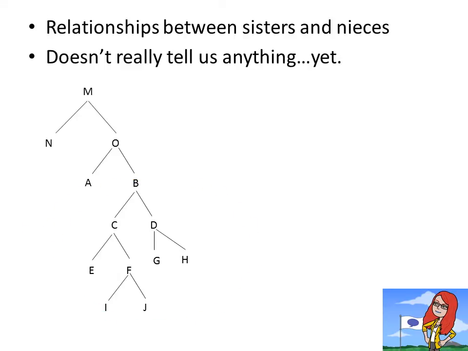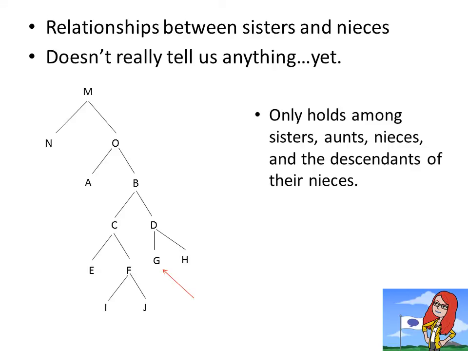And now it's your turn. What does G C command? Yes, it C commands H. Remember, C command only holds among sisters, aunts, nieces, and the descendants of their nieces. C command never holds among cousins, meaning G in the example tree does not C command E, F, I, or J. It only C commands H.